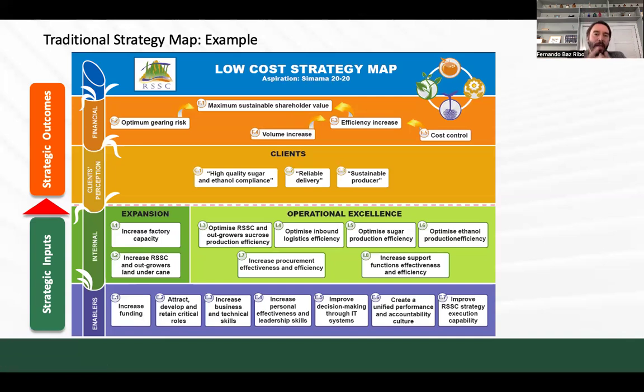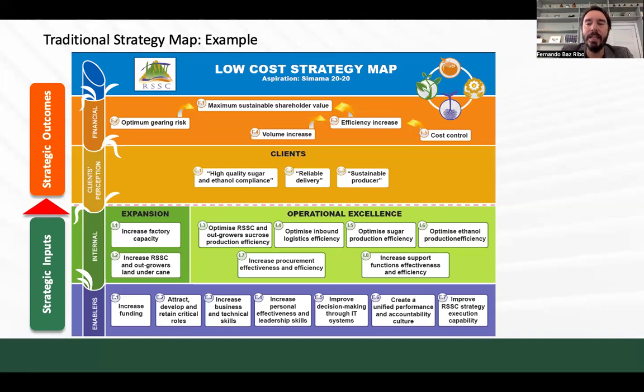So I picked up this example as an old strategy map, actually, of a good client of mine. And I like it, and I actually use it in class because it's very simple. It's basically a sugar company, which is, if not the biggest, one of the biggest sugar companies in the region, and is the biggest private company in Eswatini.